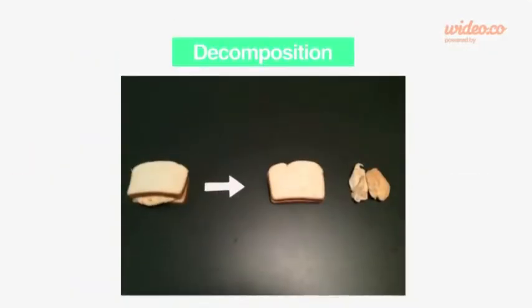Using the chicken sandwich example again, the compound, the chicken sandwich, is broken down into its simpler parts or elements, the chicken and the bread.